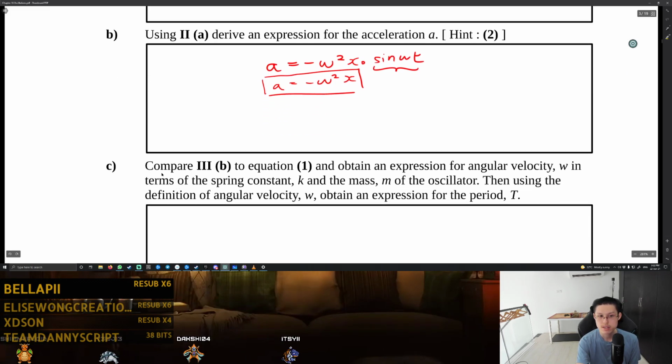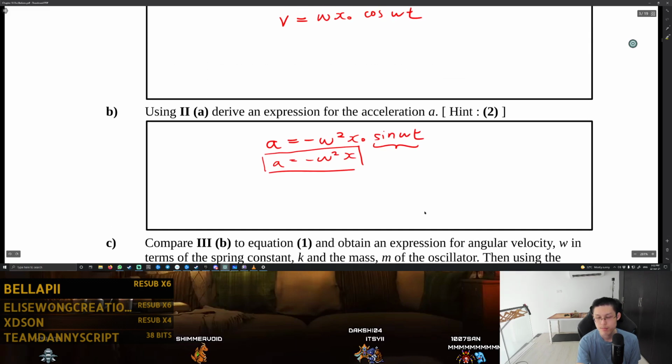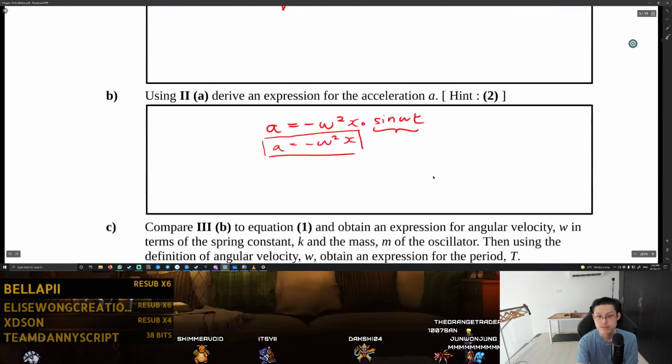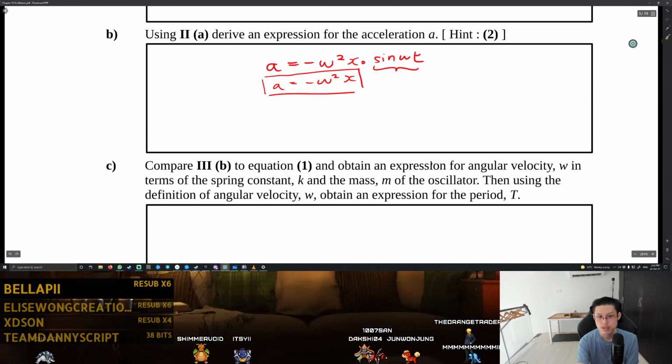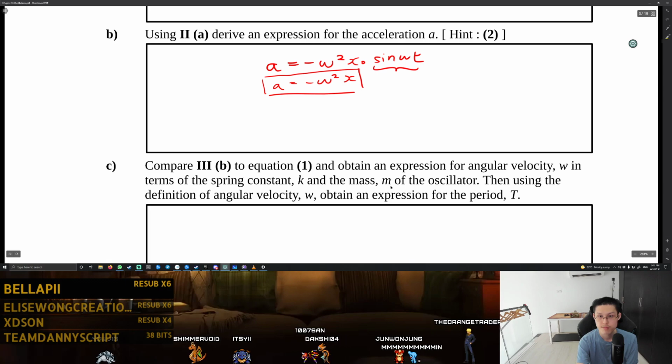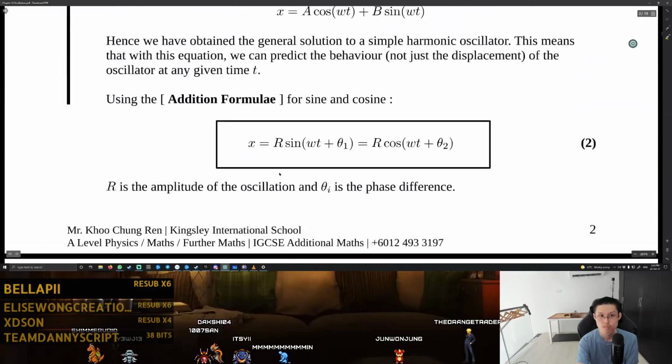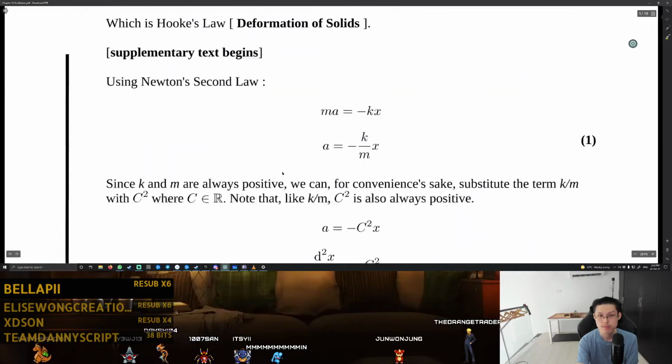So, part C, compare 3b to equation 1, obtain an expression for angular velocity in terms of the spring constant and mass m of the oscillator. Then using the definition of angular velocity, obtain an expression for the period T. Alright. So for this one, what's equation 1 here?